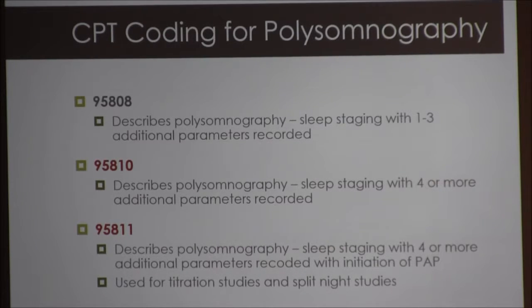95810 is typically the one that is billed. It's sleep staging with 4 or more additional parameters. And then 95811 will be for a follow-up. So say you send your patient for polysomnography, they get diagnosed with obstructive sleep apnea, you order a CPAP, and then it needs to be titrated. 95811 is the code that you'll use for the titration.